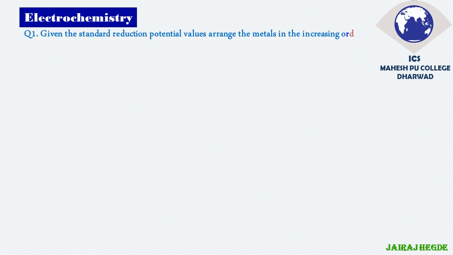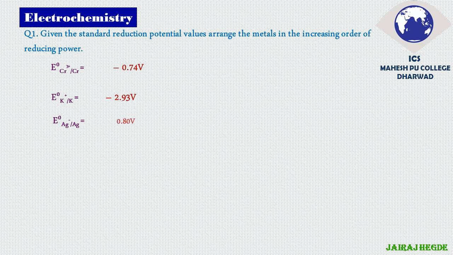So let us have some problems. Given standard reduction potential values, arrange the metals in the increasing order of their reducing power. That means the increasing order of their strength as a reducing agent. Which one acts as a reducing agent? The one which has the ability to undergo oxidation easily. The one which undergoes oxidation easily acts as a good reducing agent. The one which undergoes reduction easily acts as a good oxidizing agent.